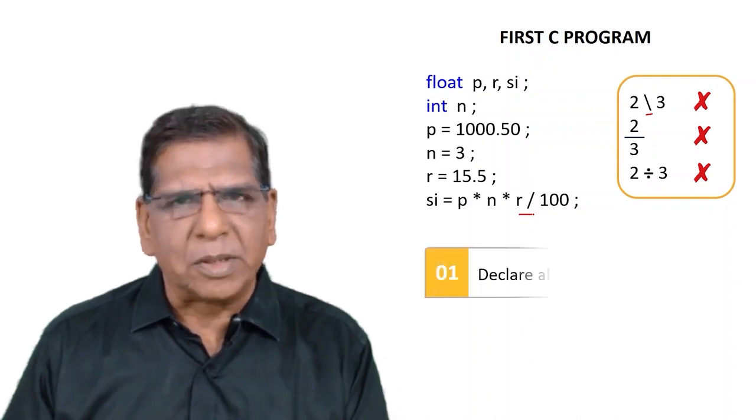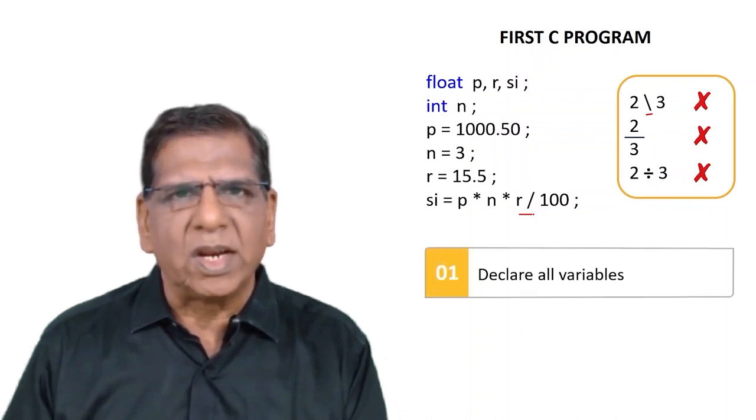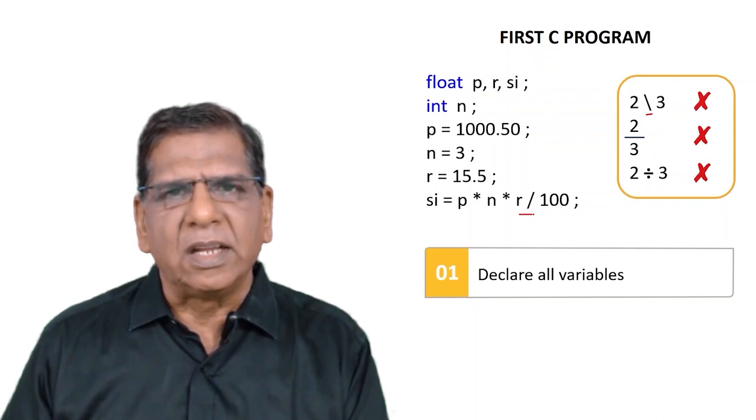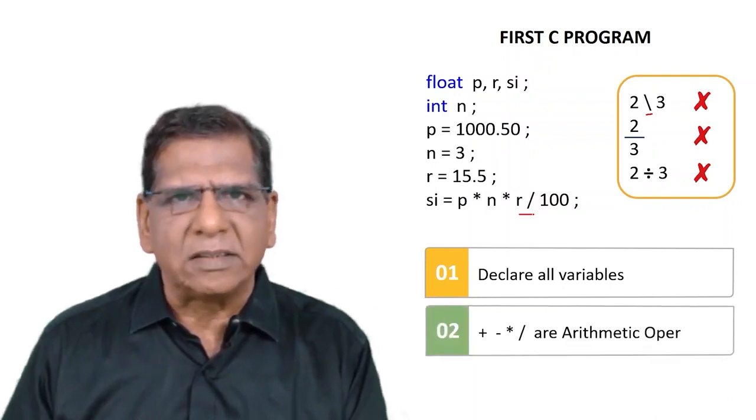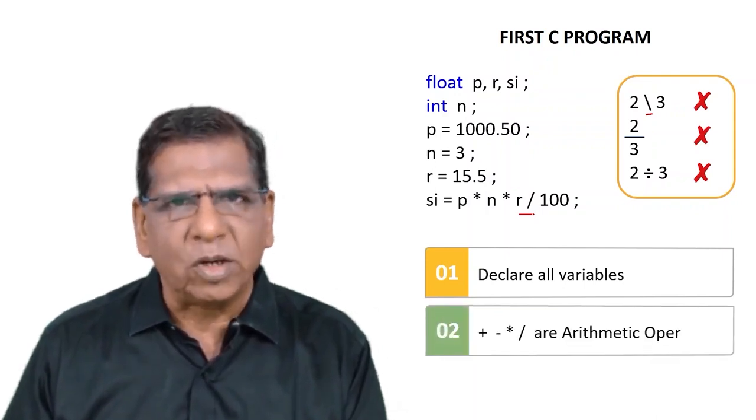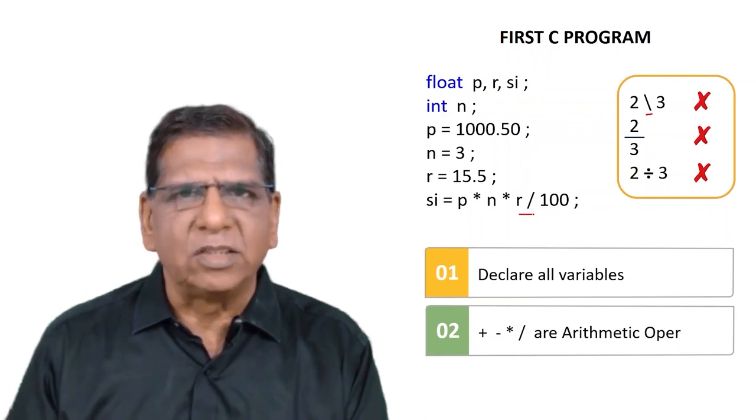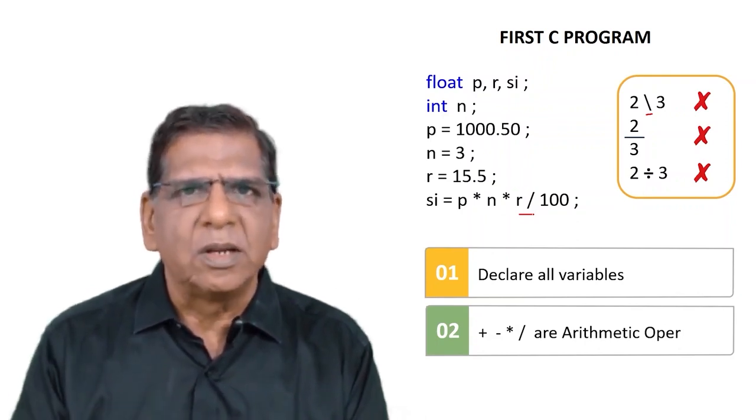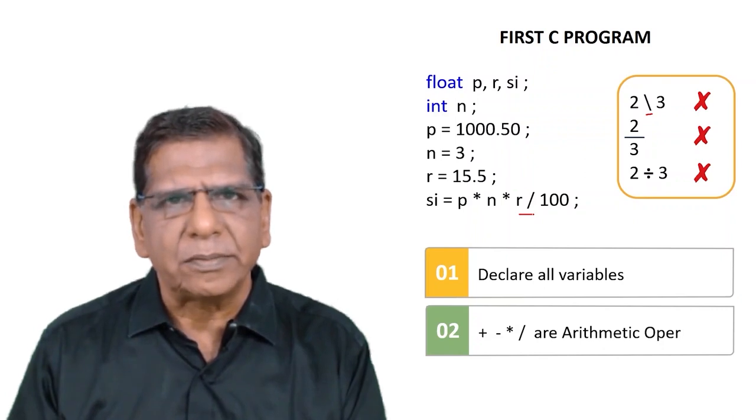So every variable must be declared. That's the first rule that we have learned. Secondly, these plus, minus, star, slash, these are arithmetic operators. The way slash is used for division, star is used for the multiplication operation.